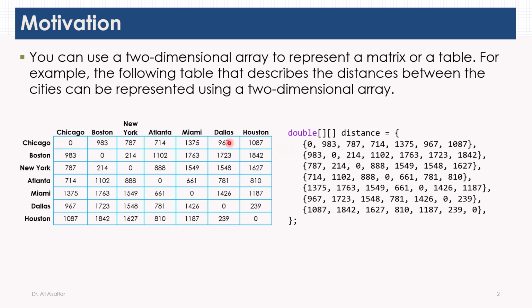See, for example, this row, it is filled by a one-dimensional array. For the second row, it is also filled with another one-dimensional array. So in fact, it is an array of arrays. And this is how we initialize two-dimensional arrays if we have the data in a tabular form. So what is the meaning of a multidimensional array and how do we declare it?